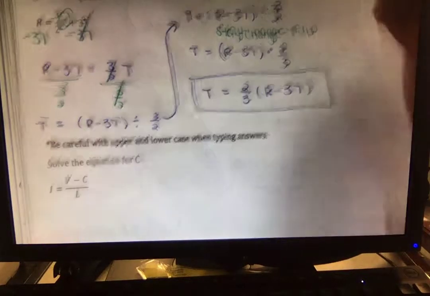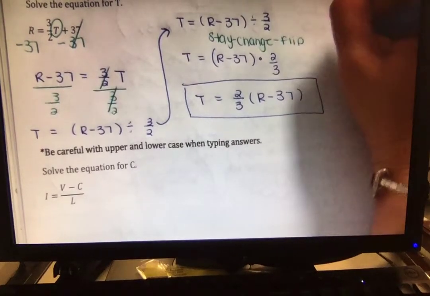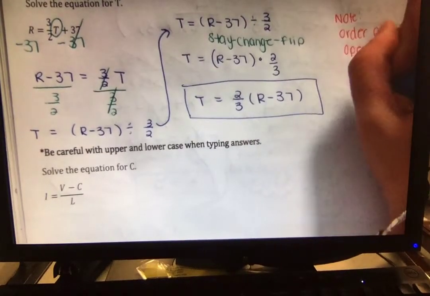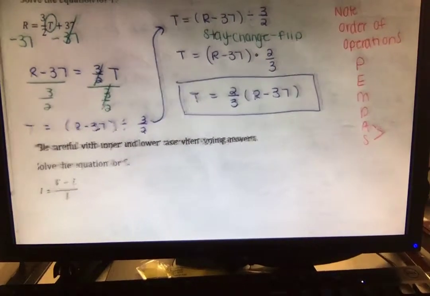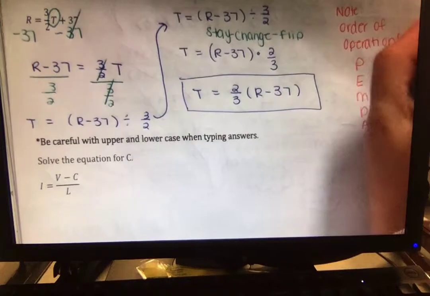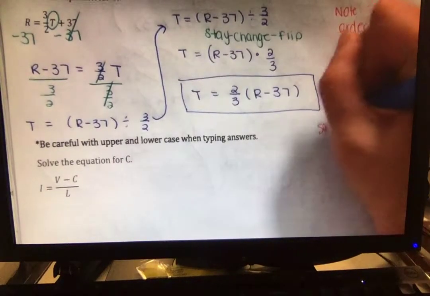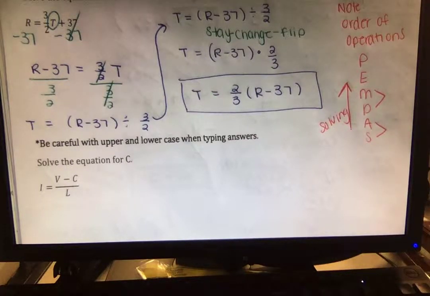Remember for these, order of operations. Ms. PEMDAS, please excuse my dear Aunt Sally. Adding and subtracting are the same thing, so it goes left to right. Multiplying and dividing are the same thing from left to right. We are solving, so now we're working backwards through our order of operations. That's why we worry about adding and subtracting first. We subtracted 37 from both sides first, and then we divided by 3 over 2. We got t by itself, we're done.